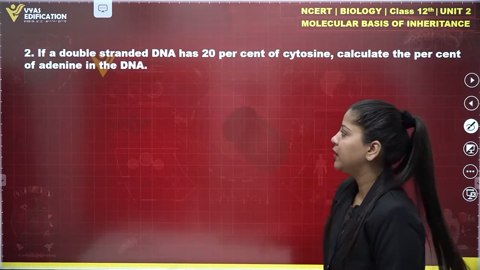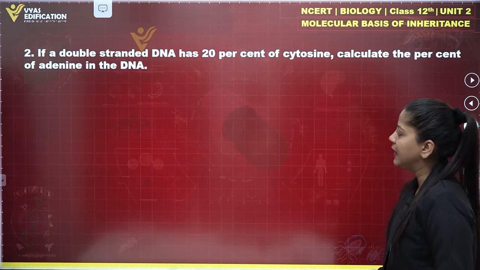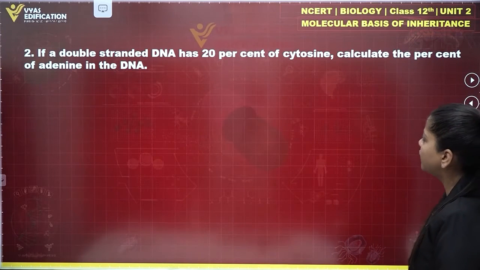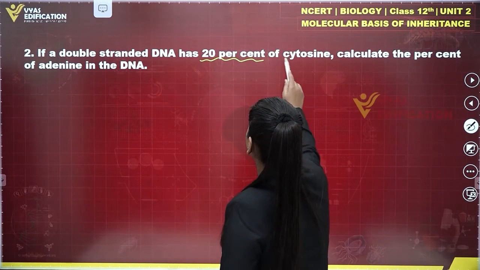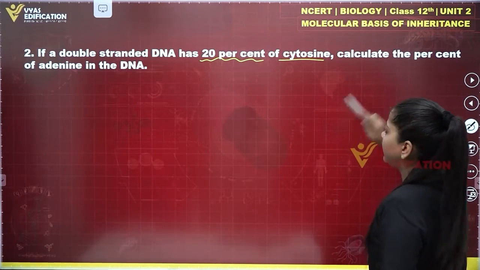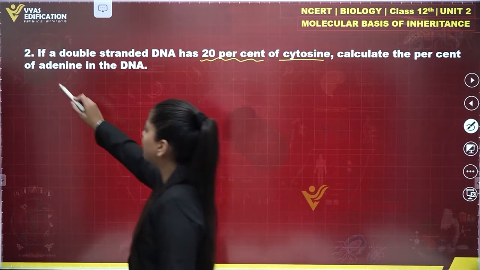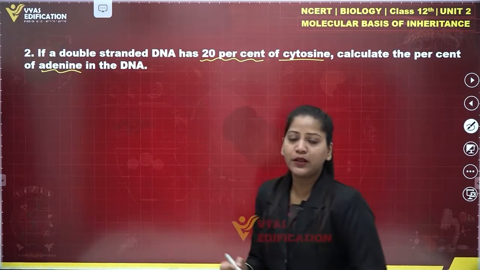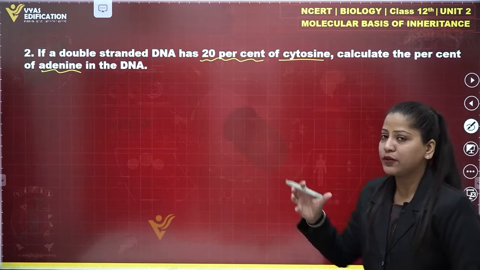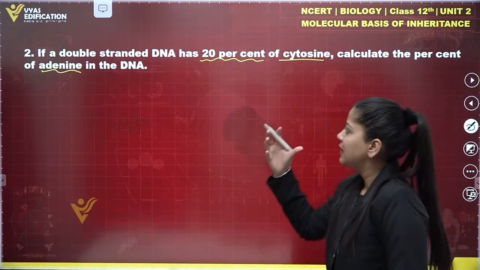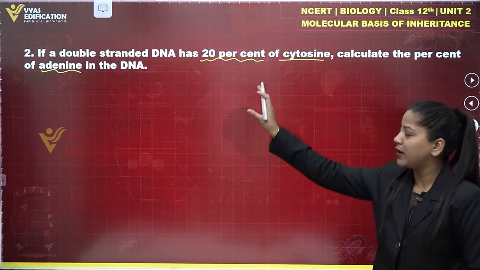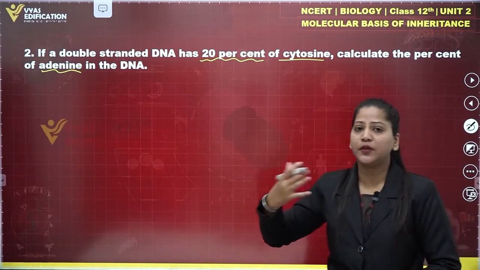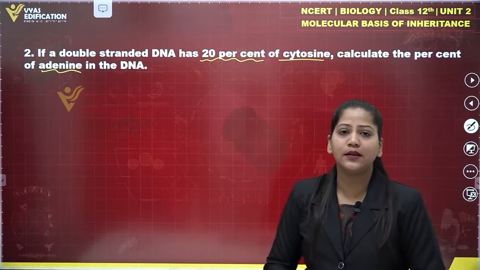Now let's talk about the next question. If a double-stranded DNA has 20% of cytosine, then we have to calculate the percentage of adenine in the DNA. We are given that in a polymer of DNA, which is double-stranded, the percentage of cytosine, which is a nitrogenous base, is 20%, and we have to calculate the percentage of adenine.